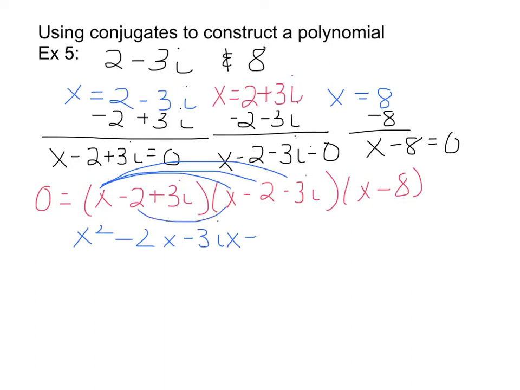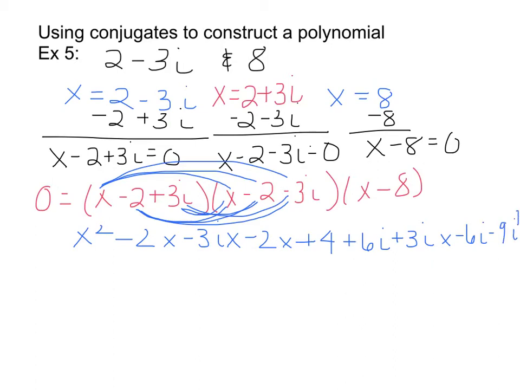So negative 2 times x gives me negative 2x. Negative 2 times negative 2 gives me a positive 4. Negative 2 times minus 3i gives me a positive 6i. Last one. 3i times x gives me positive 3ix. 3i times minus 2 gives me negative 6i. And 3i times negative 3i is going to give me negative 9i squared. All right, let's see if things cancel out. Positive 3ix and negative 3ix cancel each other out. Positive 6i and negative 6i.